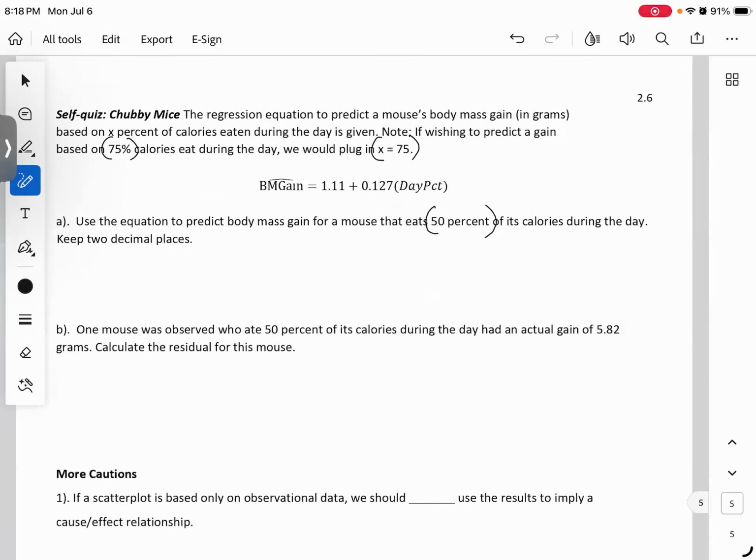Now this is a self quiz, so I want you to go and pause the video, plug in your 50, get your predicted weight gain, but then for part B, calculate the residual. And again, that's where you take the observed and the predicted and you subtract. All right, so go ahead and pause, try this one, and then unpause, and we'll do it together.